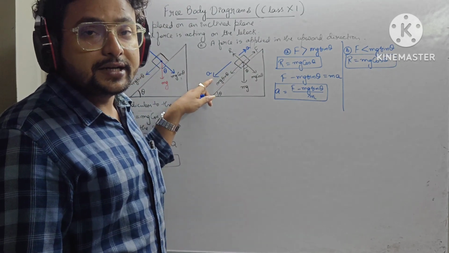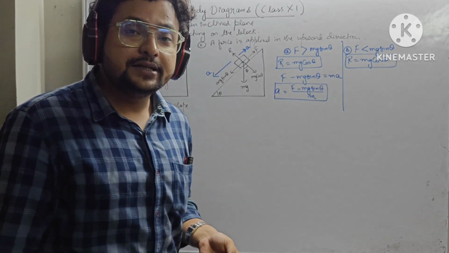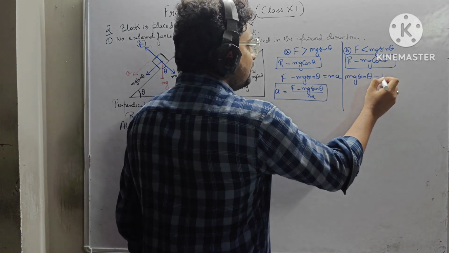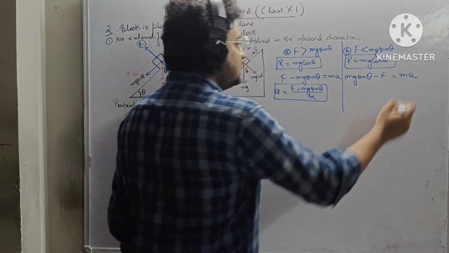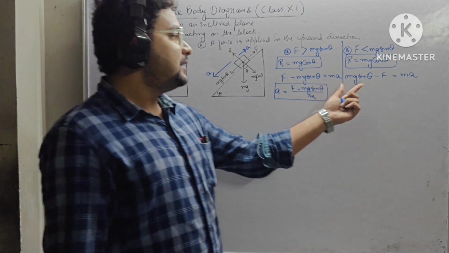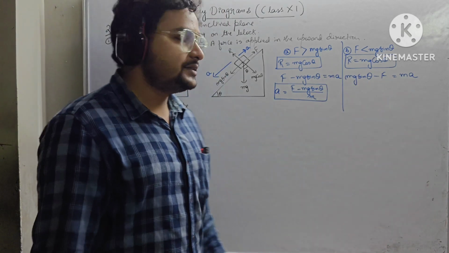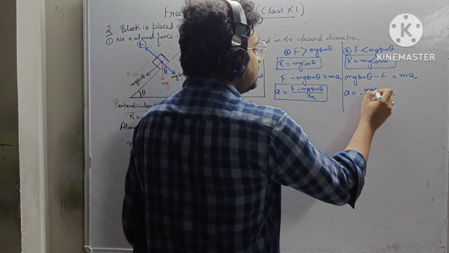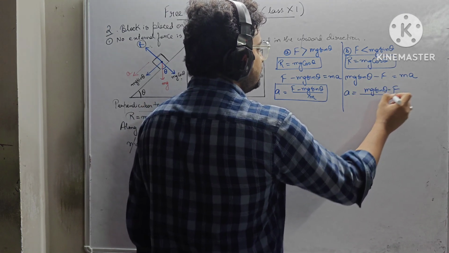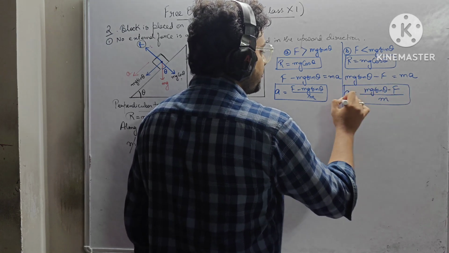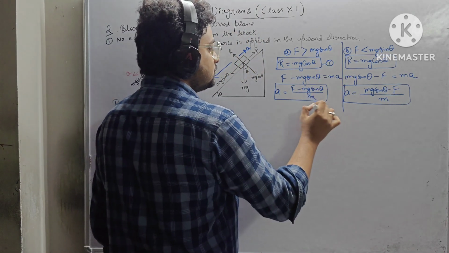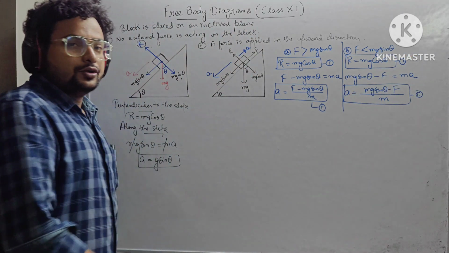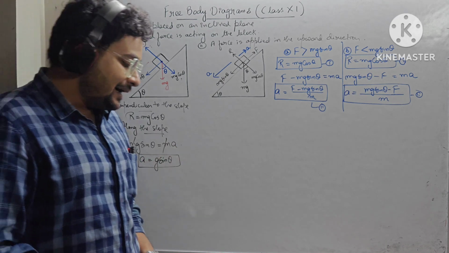If mg sin theta is greater, then what is the resultant force acting on the body? The resultant force will be mg sin theta minus F, which is equal to mass into acceleration. So the acceleration is going to be (mg sin theta minus F) divided by m. This is the case where a force is applied in the upward direction.